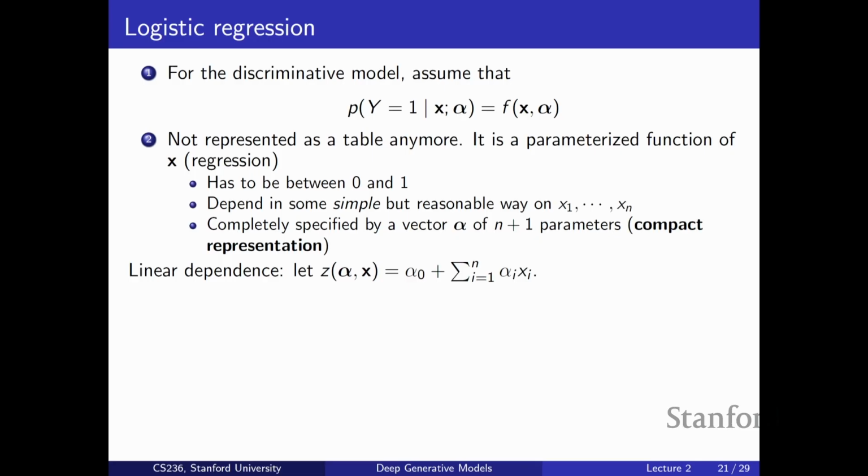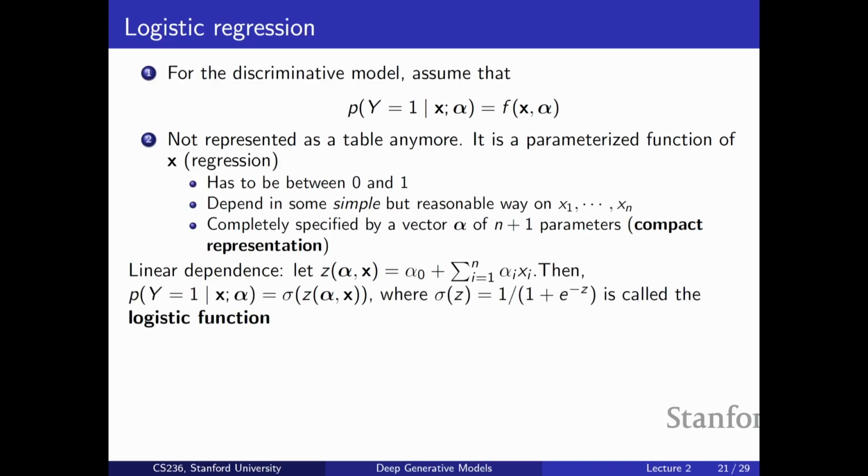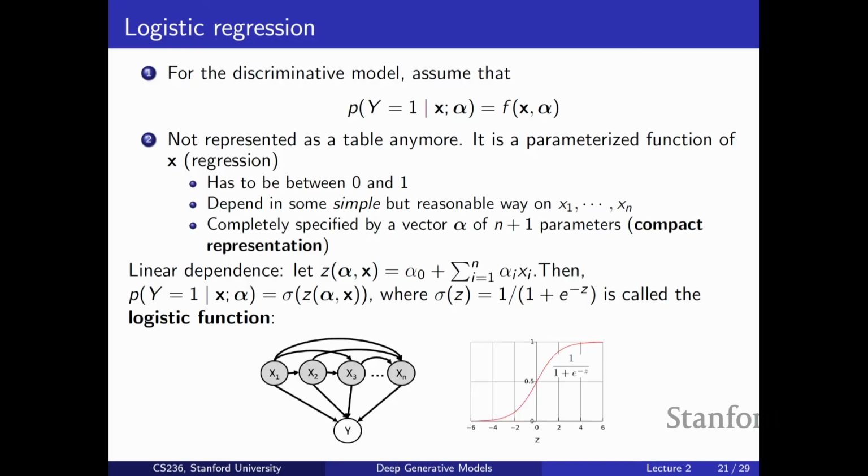Now, by itself, this wouldn't work because remember, we have to assume that these numbers are between 0 and 1. But that's something easy to fix. You can just transform that value with a function that rescales things and maps them to be between 0 and 1. For example, you can use the logistic function or the sigmoid. And if you do that, then you get what's known as logistic regression.